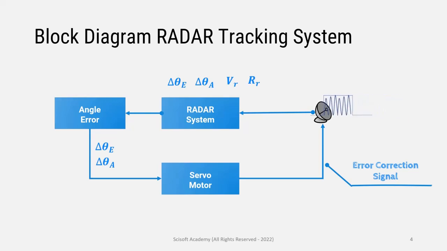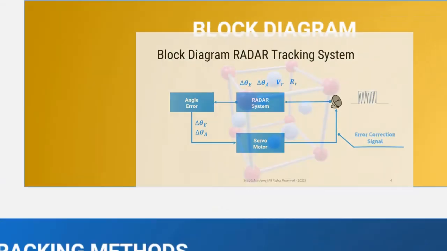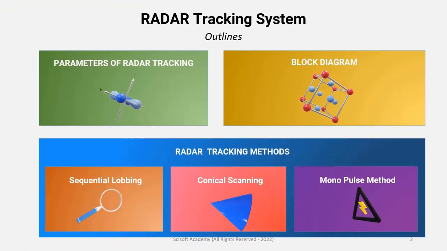This servo motor helps us to adjust the direction of the antenna so that we can minimize the elevation angle error or azimuth angle error. So based on this feedback given, the antenna is going to be adjusted. So this works as a feedback system which helps us to minimize the error and maximize the accuracy of our system. So I hope this is clear for you. Now we'll move ahead with the basic tracking methods involved.